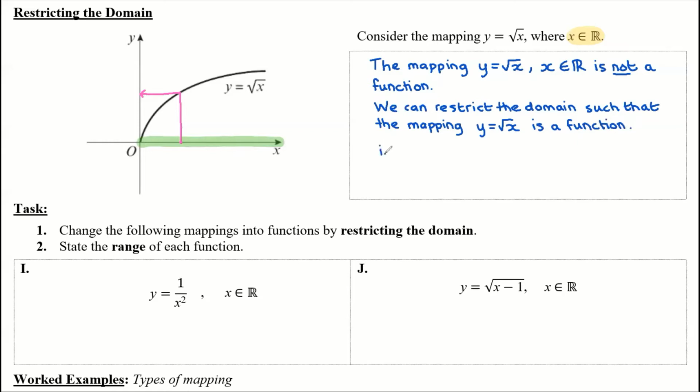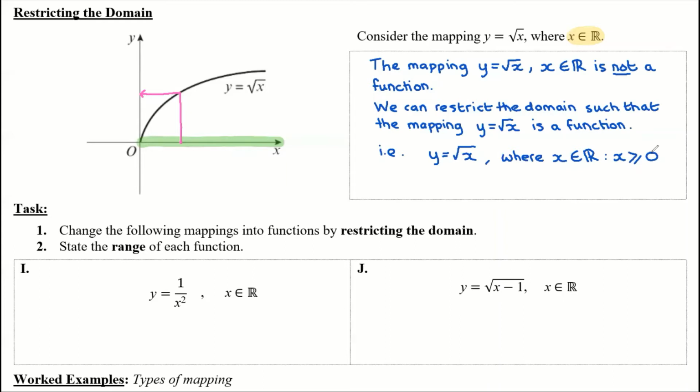So i.e., we take y equals the square root of x, where or such that x is a real number, but such that x is only positive or 0. So we've restricted our domain. I hope that's clear. And this is, like I say, a useful tool, because you might have a situation where you have a mapping and you want it to become a function because functions have particular properties. And you can do that by being very careful and making adjustments to the inputs.